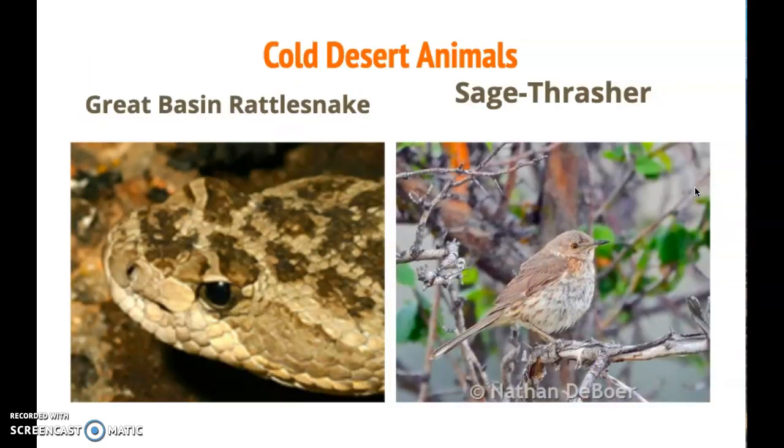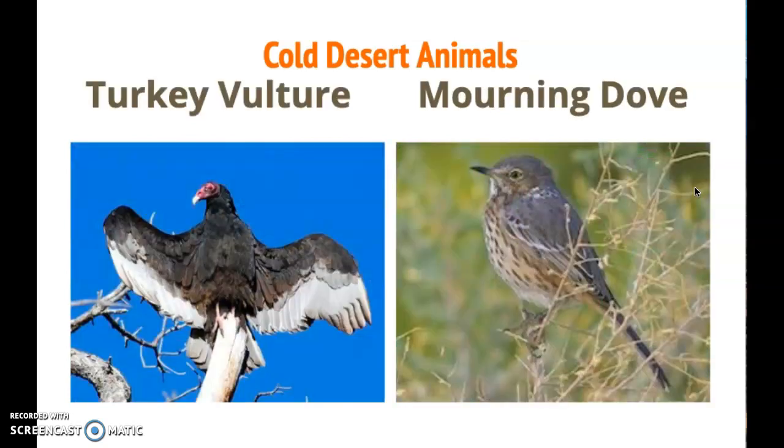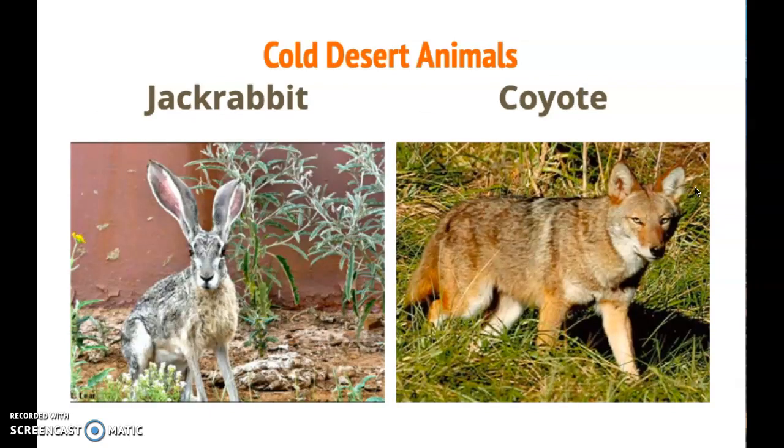Other cold desert animals include the sage thrasher bird, the Great Basin rattlesnake, turkey vulture, the mourning dove, the jackrabbit, and the coyote. The jackrabbit is a common desert animal of Utah. To keep out of the sun on hot days, the jackrabbit stays hidden under shrubs or near clumps of grass.